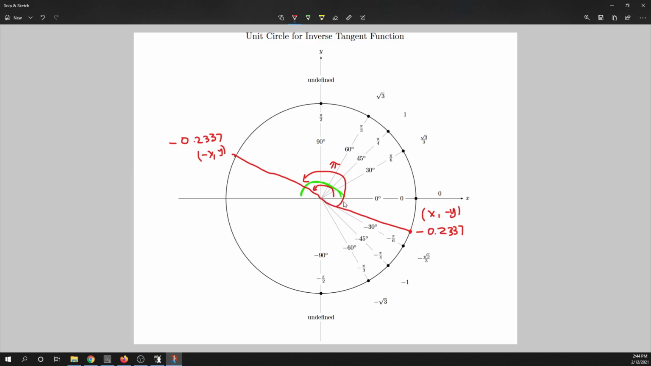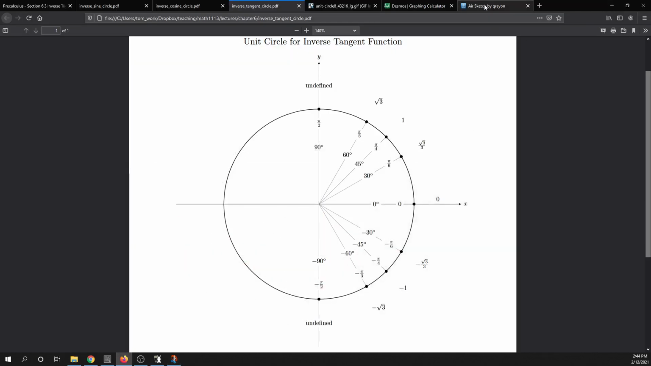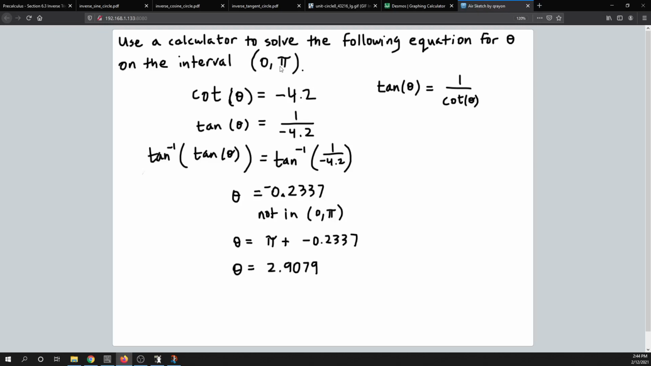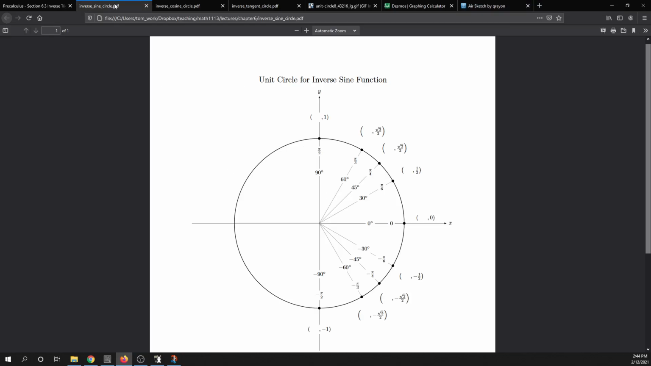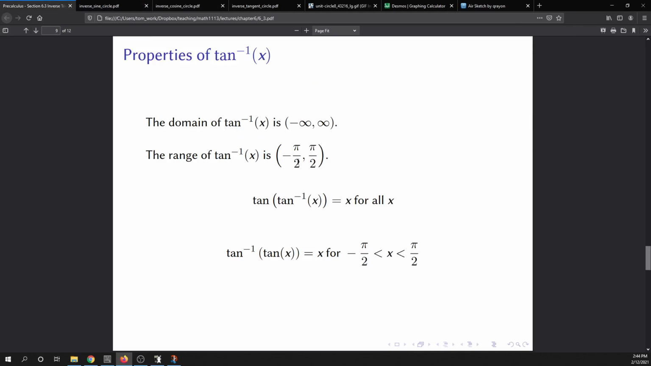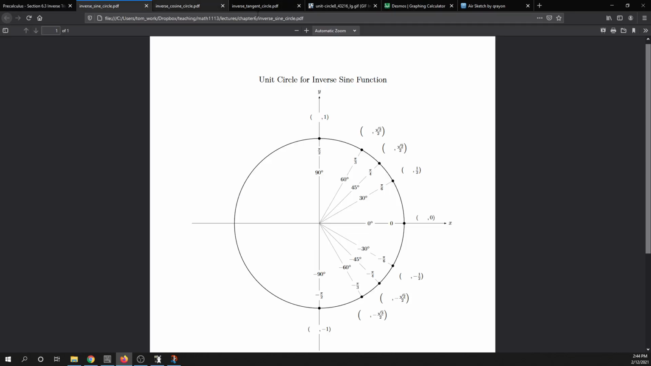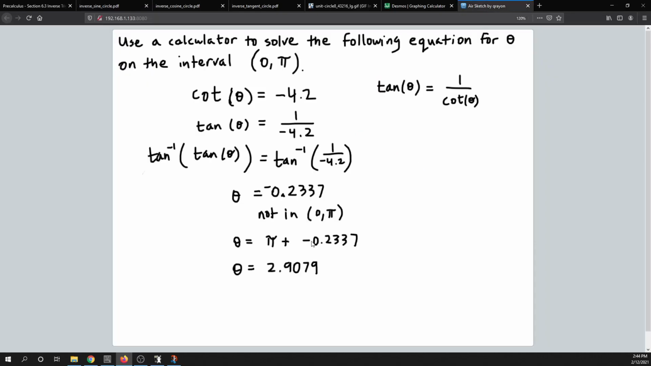The main thing is that the issue in this problem comes from the fact that they wanted the answer from 0 to pi, but that doesn't necessarily match the range of the inverse tan, which is minus pi over 2 to pi over 2. And whenever you have that situation, you do have this possibility that you would have to adjust. For tangent and cotangent, on these particular problems, it's going to boil down to adding pi to the answer.